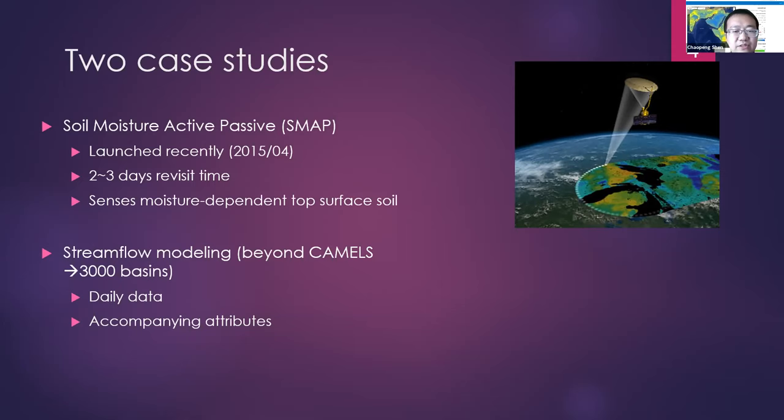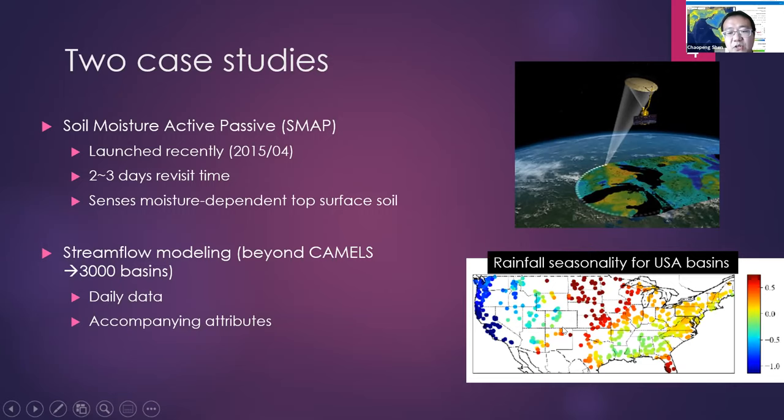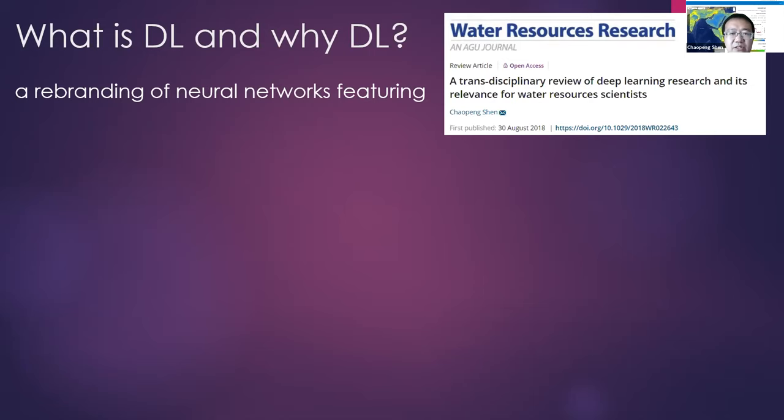The second case study is about streamflow modeling. What's shown here is 671 basins in the United States and the locations of their streamflow gauges. But we have already expanded beyond that to 3,000 stations over the Commonwealth. For this application, we want to predict streamflow, and we have daily data and also catchment attributes for these different basins. Because Kathleen has done an excellent job explaining what deep learning is, I'm not going to spend too much time here.